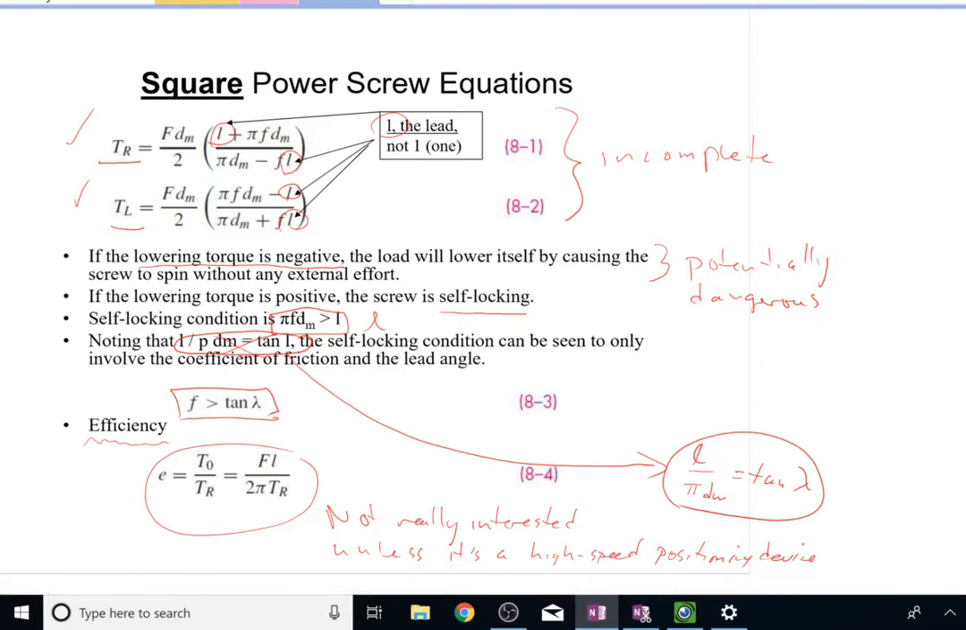I just want to point out here that we're throwing out terms. Obviously, you understand this equation, but I just want to backtrack a little bit. F is the coefficient of friction. And what is lambda? Well, if you read the chapter, that's the thread angle.